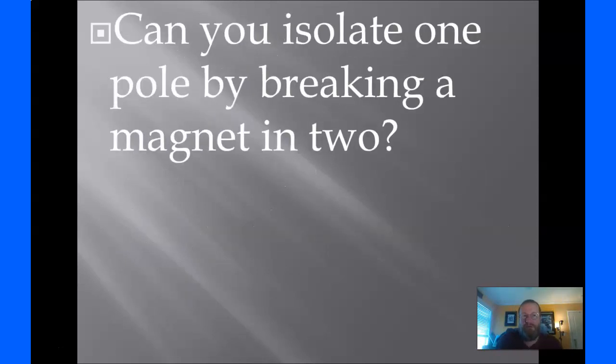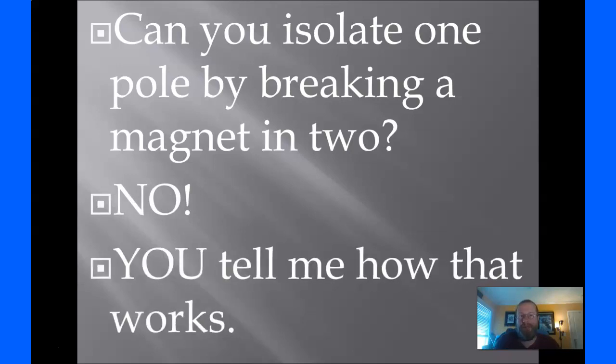Can you isolate one pole by breaking a magnet in two? Snap. I've got one north pole and one south pole. No, you can't do that. Can you figure out how that works? No? Well, we're not in class, so I'm not going to wait for someone to say it. I'm going to say it. Even though you've got a broken magnet, each piece has the domains still lined up. So each piece has a north and a south pole.